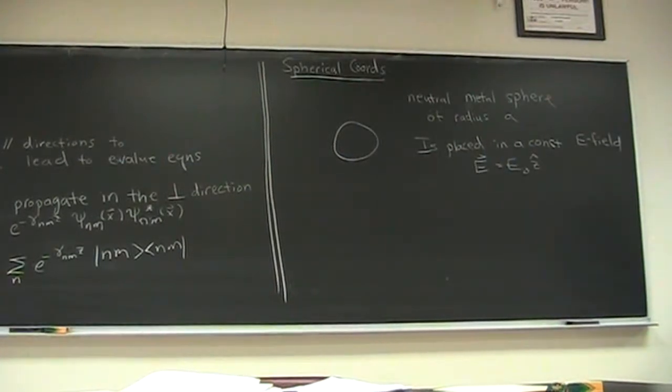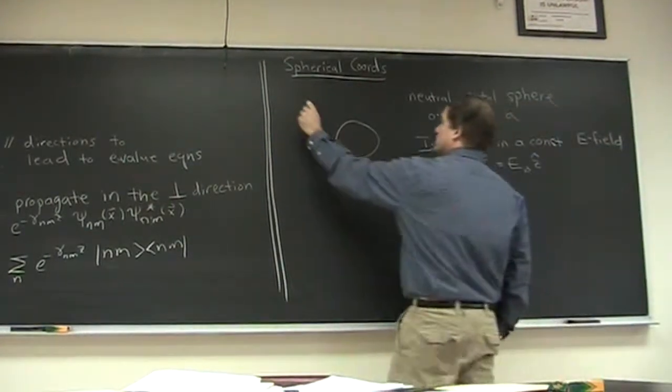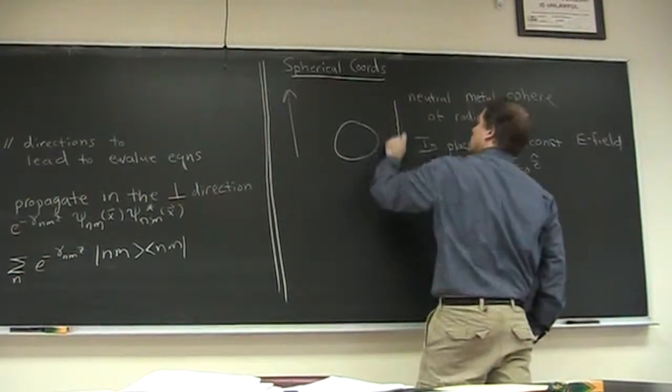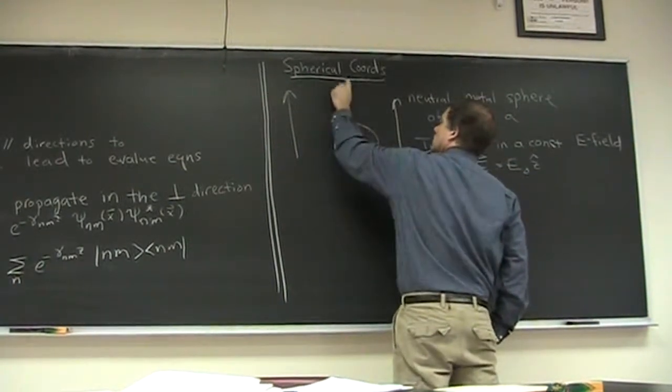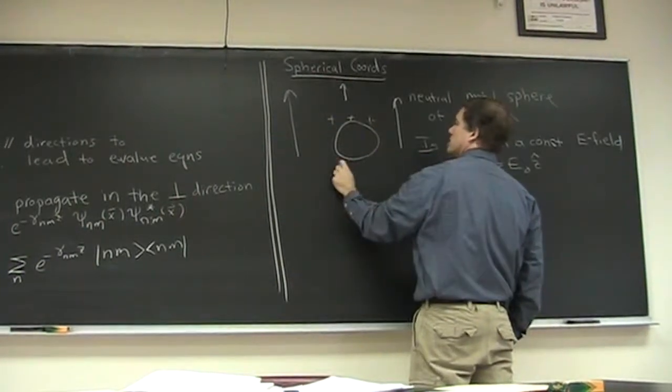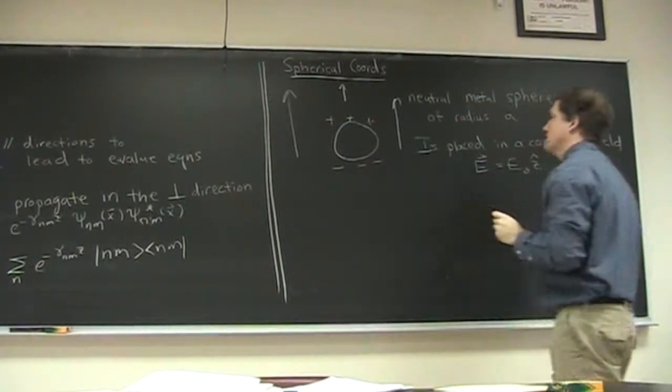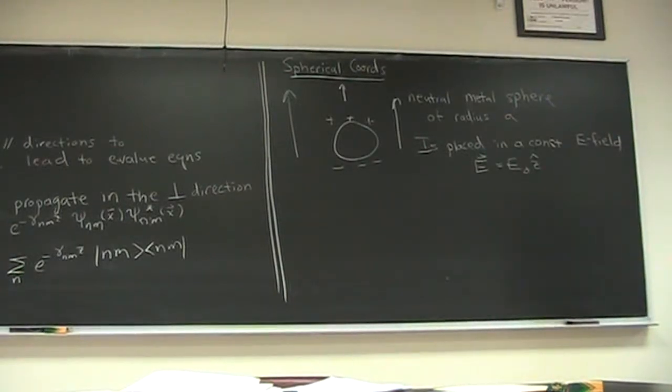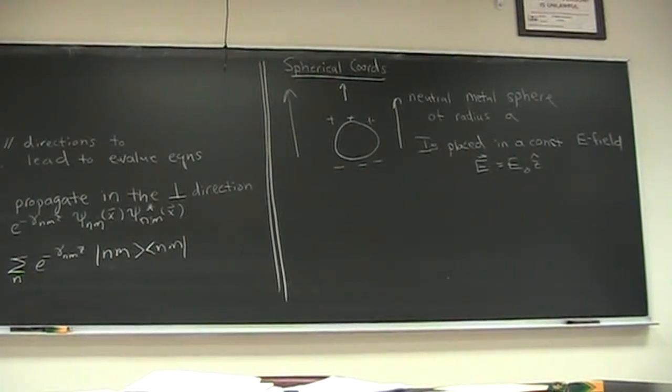And then what happens, of course, is when you put it in this electric field, the plus charges move to the top. And since the sphere is neutral, there must be balancing minus charges on the bottom. And so it turns out you induce a dipole moment on the sphere, on the surface of the sphere.